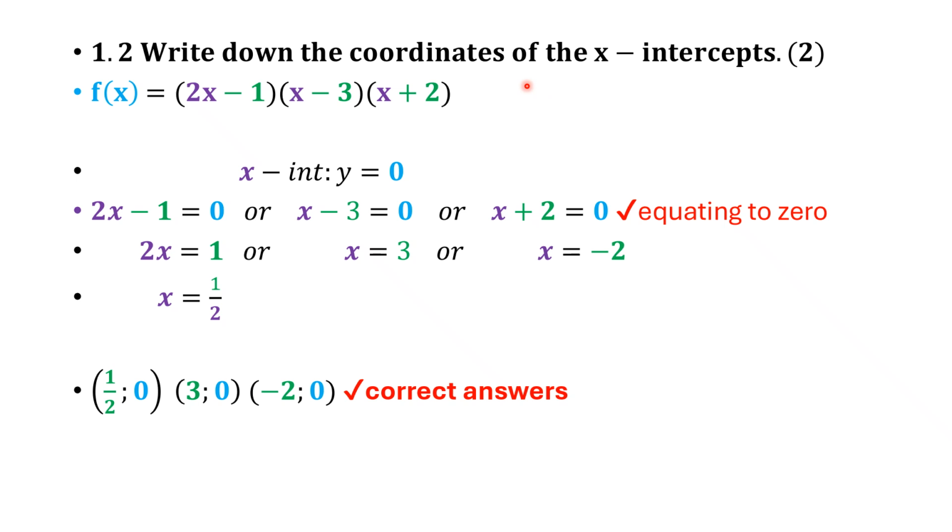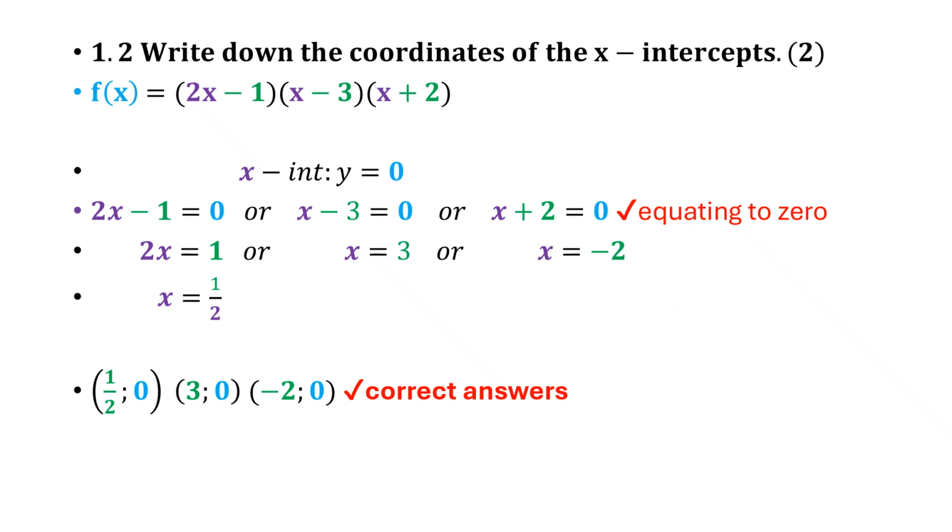So again, they want the keyword coordinates. So therefore, x is half when y is 0. x is 3 when y is 0. And x is minus 2 when y is 0. Right, so you don't need to write the steps, because there we can give you the mark for equating to 0. You can see there y is 0, and then a second mark for all the correct x values. But I'm showing you the full procedure so you can practice and understand how to solve it.